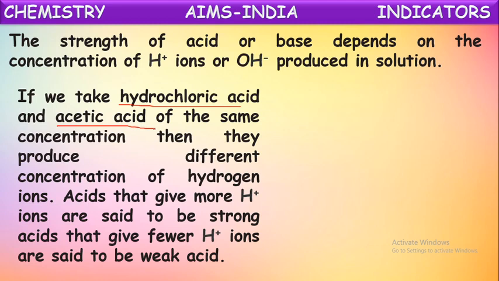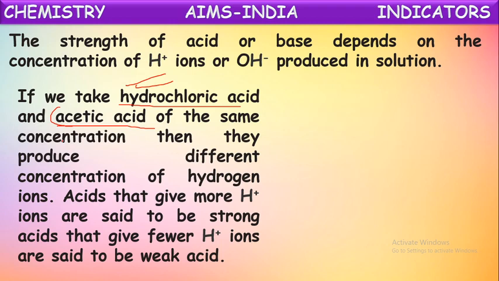Strong acids, we already said what strong acids are. The acids which can produce more H plus ions are called strong acids. The acids which produce few hydrogen ions are called weak acids. Here, hydrochloric acid is a strong acid, and acetic acid is one of the weak acids. If we take the same quantity of these two acids, the concentration of hydrogen ions will be more in hydrochloric acid and less in acetic acid solution.